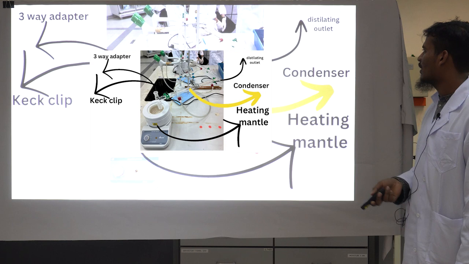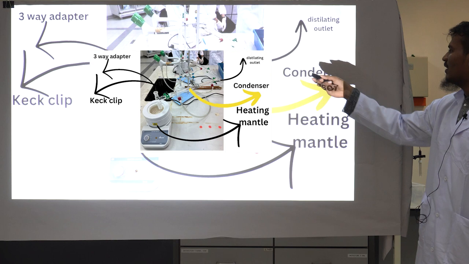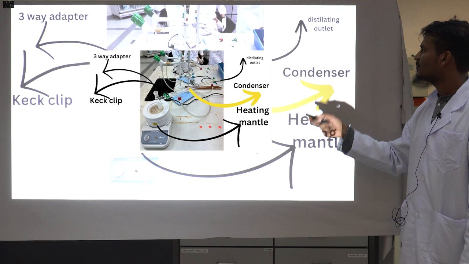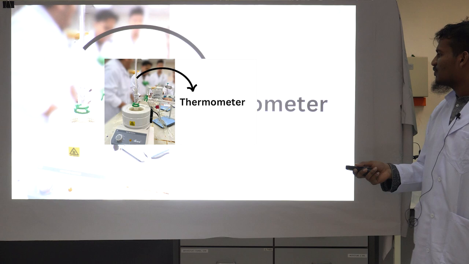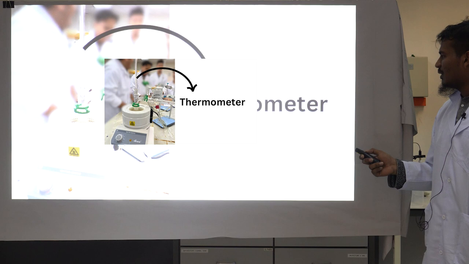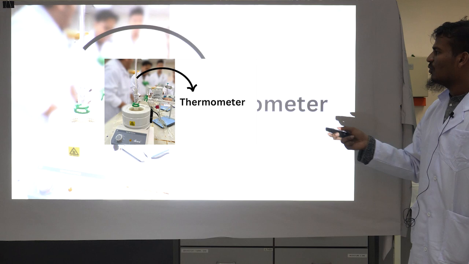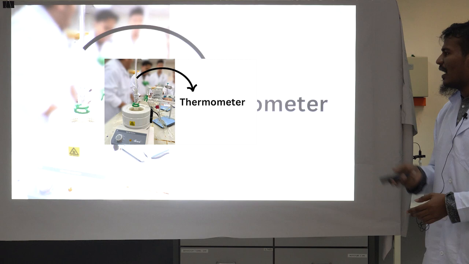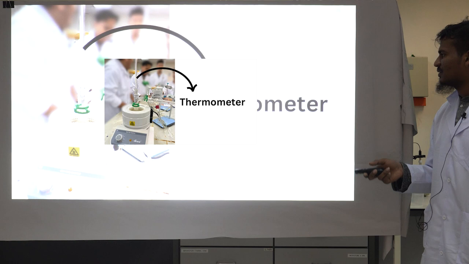Here at the distillation outlet, we will get the DCM, and the heating mantle will heat here, and also the condenser. Next, here we have shown the thermometer. In the distillation process, in the condenser, we'll get the vapor, and that vapor will also pass through the cold water, so that the temperature of the vapor decreases, and it will condense, and after that we'll get the raw DCM in that process. So that is the whole distillation process.